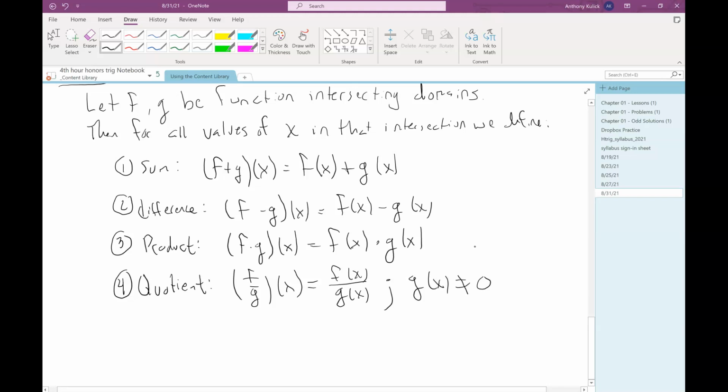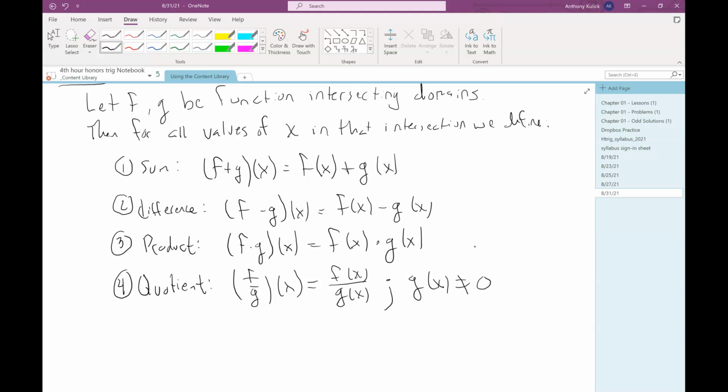So a couple of things to observe here. In the definition here, it says that f and g have to have intersecting domains. The reason you need intersecting domains is that if you don't, whatever x you pick is going to make at least one of the two functions undefined, and then the problem is impossible because you can't add or subtract or multiply or divide things that are undefined.